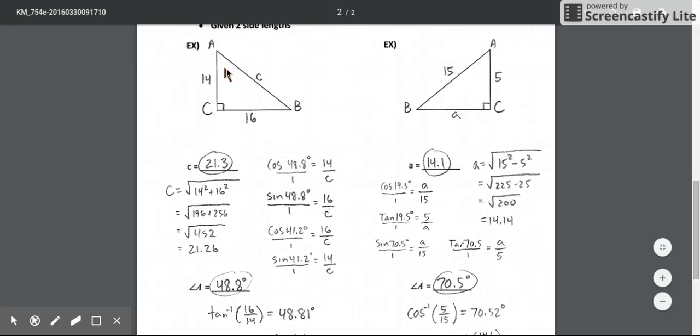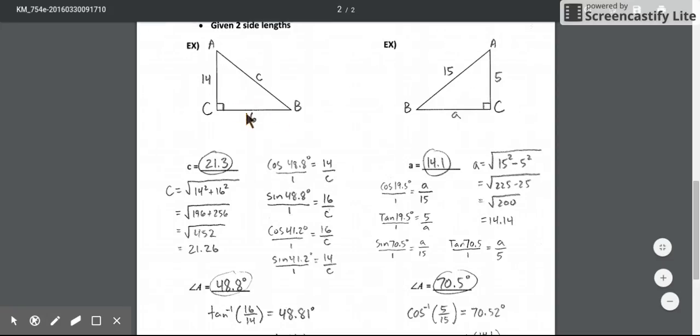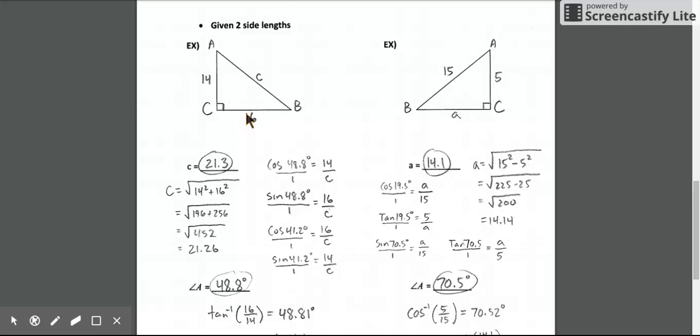If I want to solve for an angle measurement and I know two sides, I'm going to use an inverse trig ratio. So to solve for angle A, if I use the opposite and adjacent sides, I'm going to use the inverse of tangent to do that. So the inverse tangent of opposite over adjacent, or 16 over 14, gives me about 48.8 degrees.